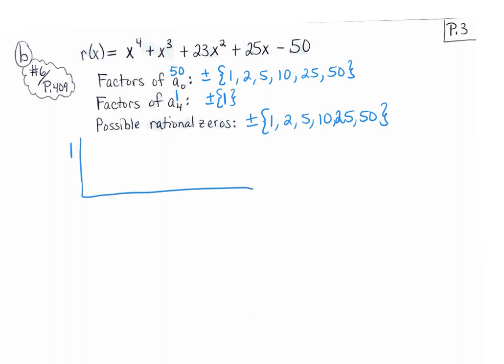So what do we put in our first row? 1, 2, 23, 25, 50. Good. Now, synthetically divide. What do we do? Bring down 1. 1 times 1 is 1. 1 plus 1 is 2. 2 times 1 is 2. 23 plus 2 is 25.